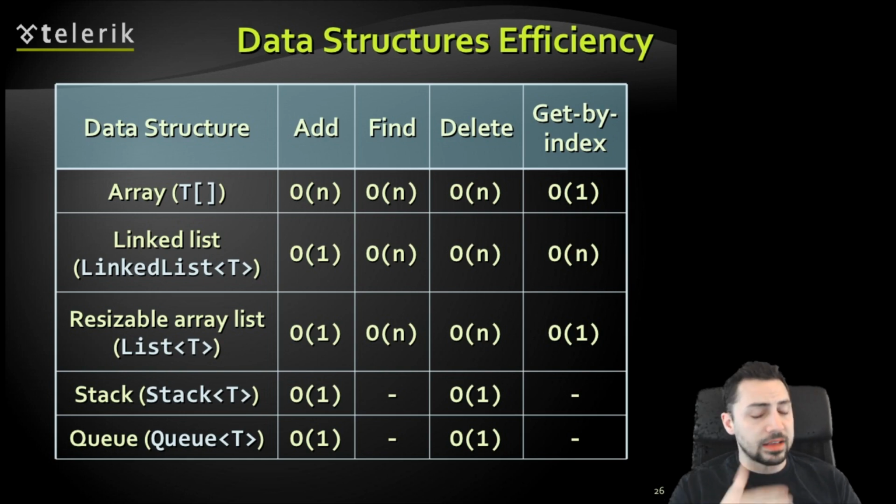So then we've got list. List is what we've typically used. It's resizable, and it's really the best of both worlds because adding items is a constant time thing. Getting by index is a constant time thing. But finding things is still linear. It's still a search. You've got to search over every single thing.